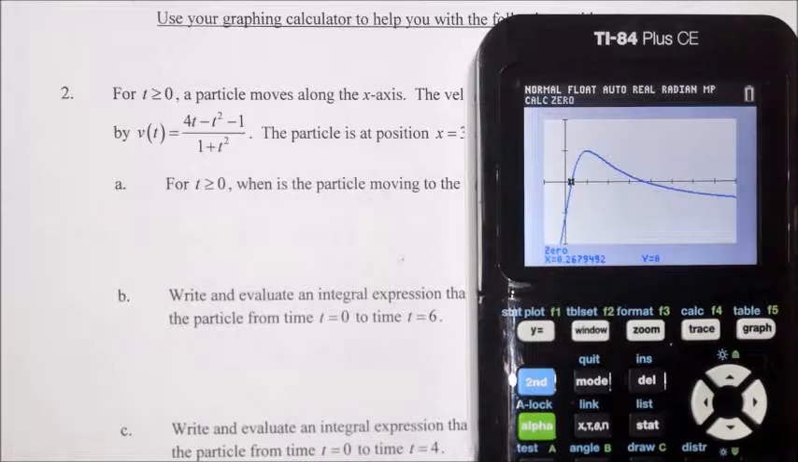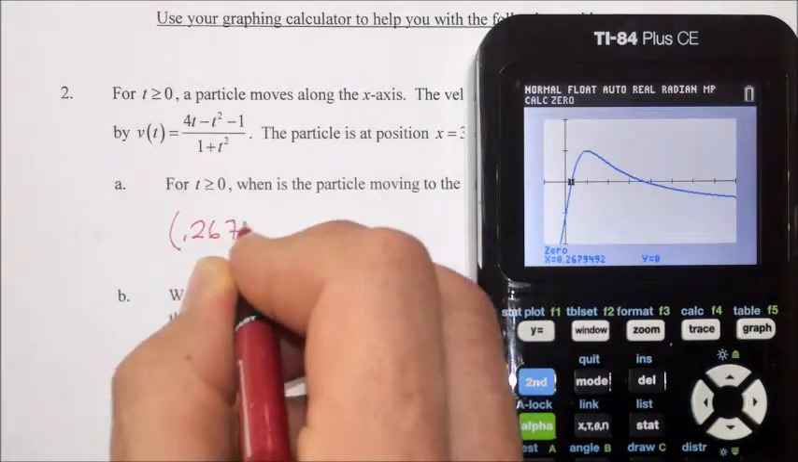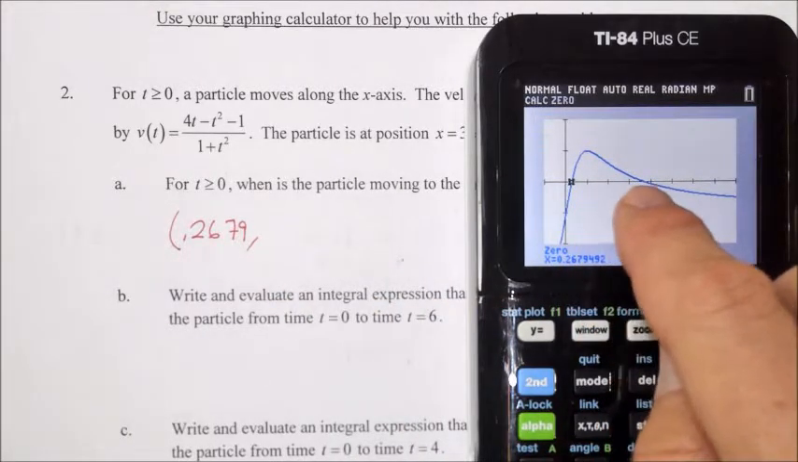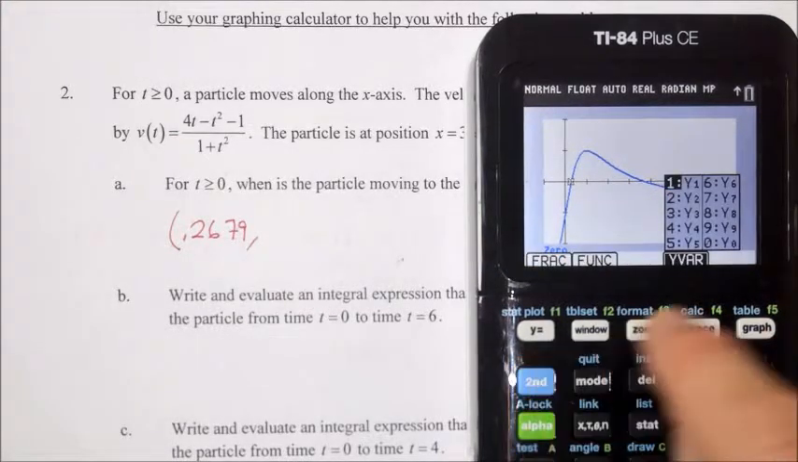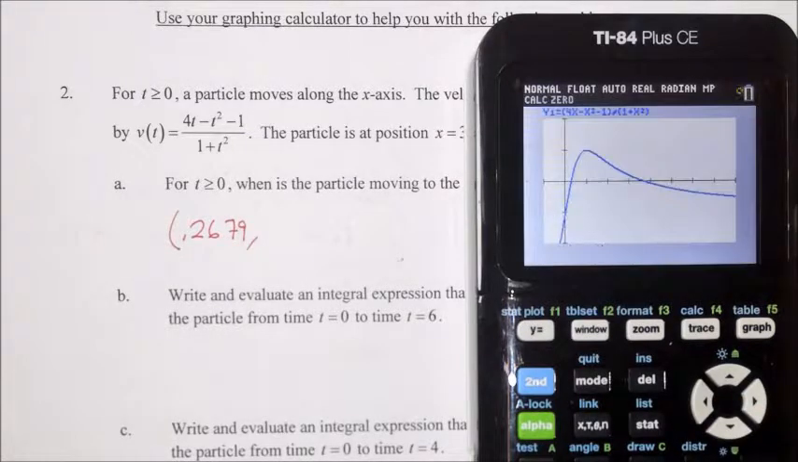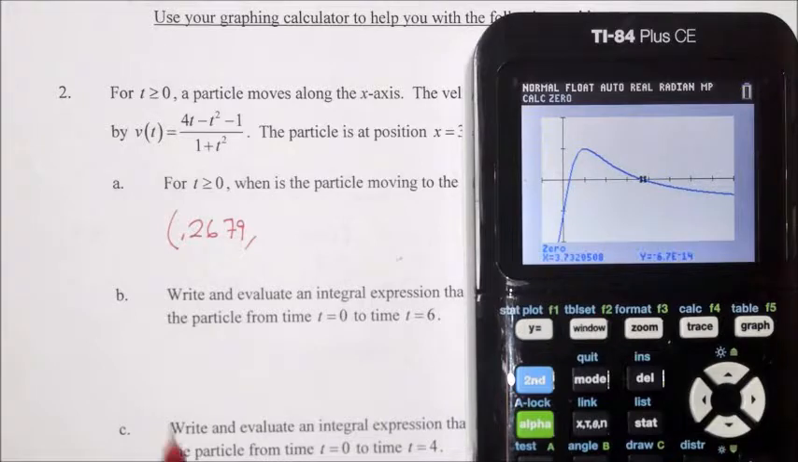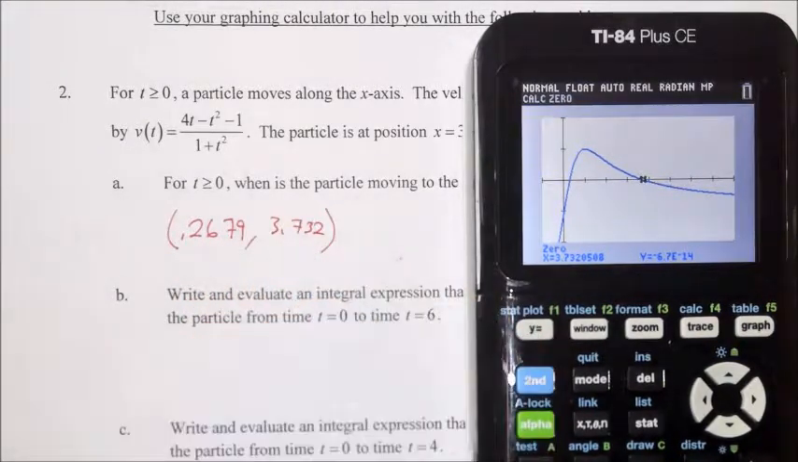And we see there it's 0.2679. Now we need our right bound. It happens between 3 and 4, so we'll do the same thing as before. Second trace, option 2 is zero. Left bound is 3, right bound is 4. Once again, we'll pick 3.5 as our guess, and it comes out to 3.732. There is the interval in which our particle is moving to the right.